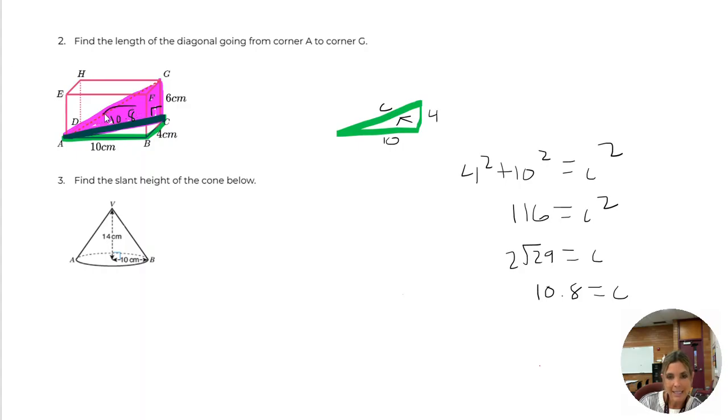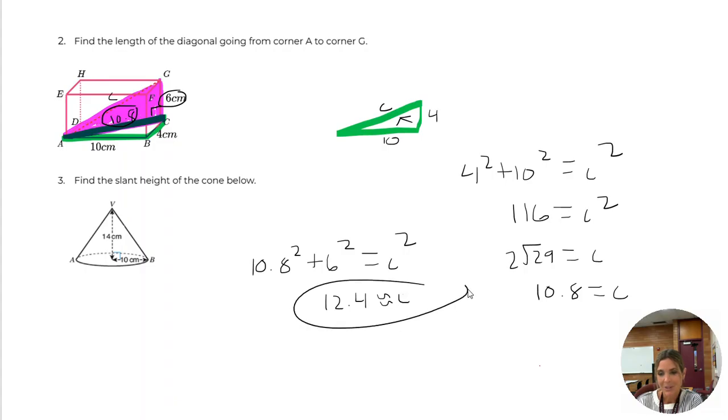We know this leg is 10.8, we know this leg is 6, and we don't know side C. So we're going to say 10.8 squared plus 6 squared equals C squared. So 10.8 squared plus 6 squared is 152.64, which is 12.4, rounded to the hundredths, or rounded to the tenths. So we would say C is approximately 12.4.